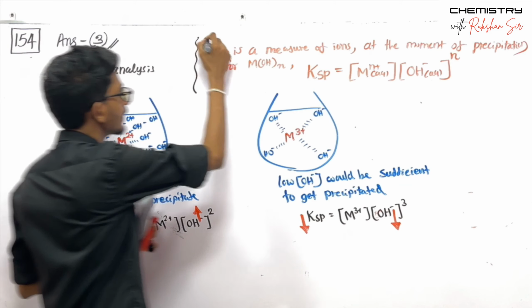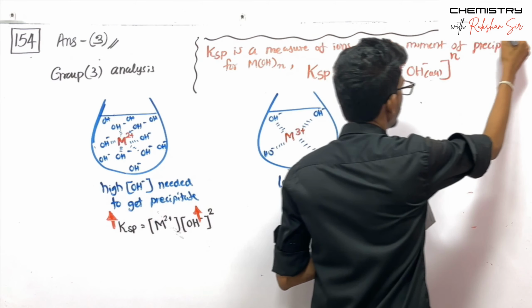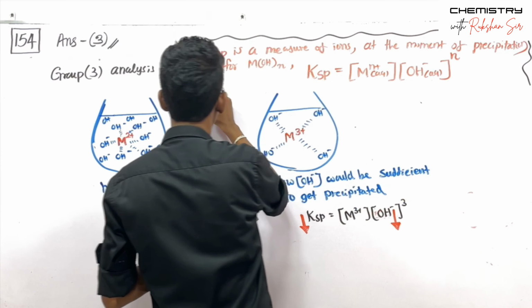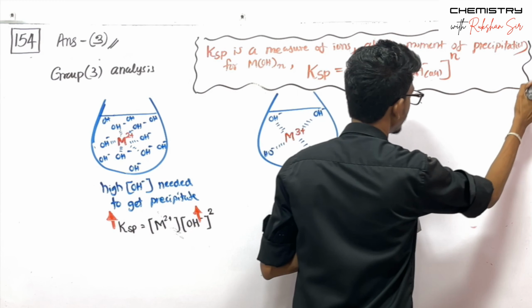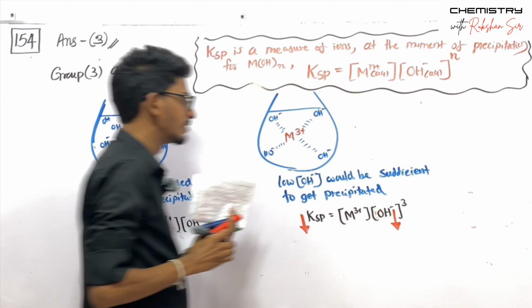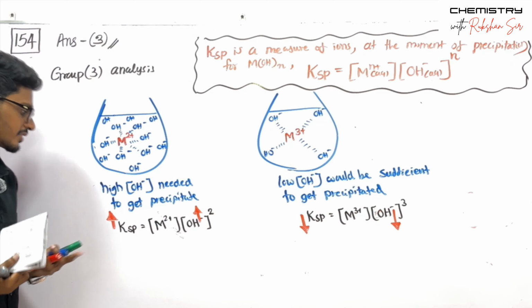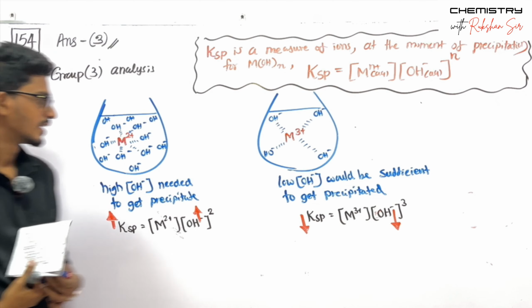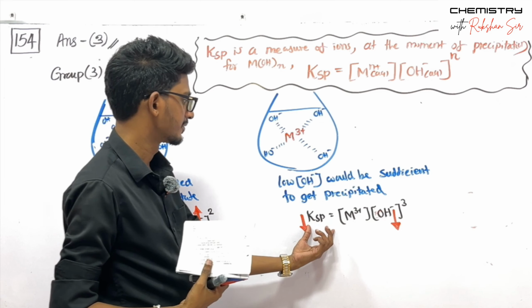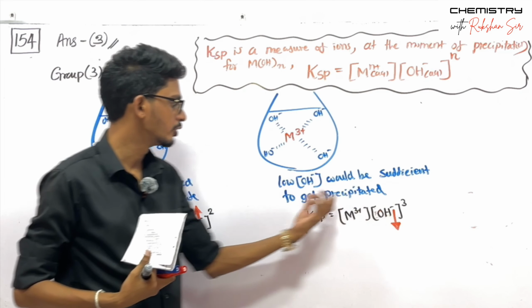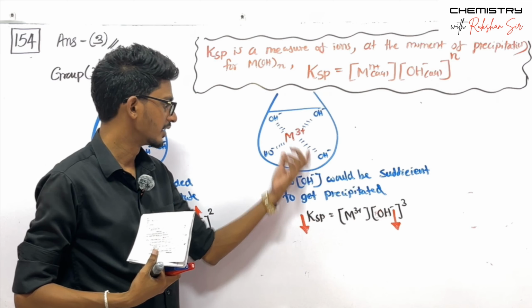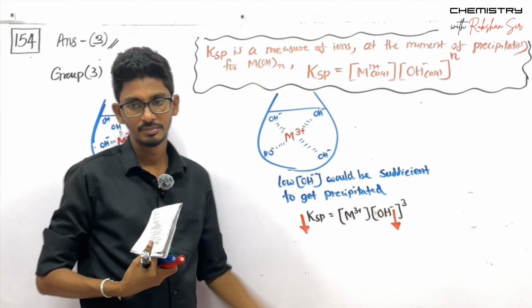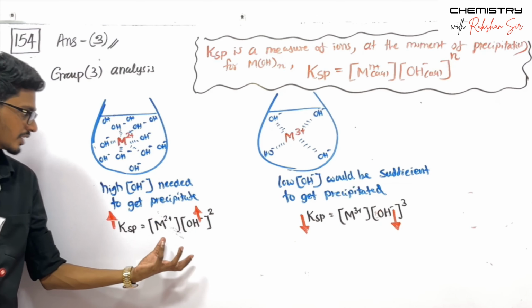So when it comes to the reagent used in group 3, that provides a very low amount of OH minus ions. So that means with the low amount of OH minus ions, only the low Ksp hydroxides can get precipitated, but not the high Ksp hydroxides, right?